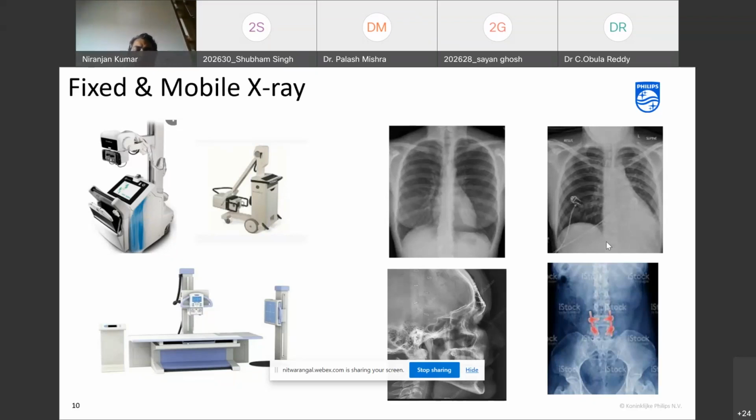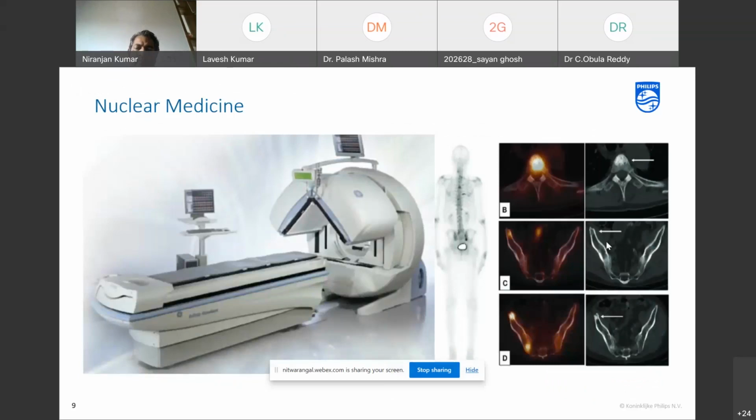Okay, Sir, I have a question. Yeah, go ahead. Sir, in the nuclear slide, you said we inject a highly radioactive material. Will this not impact the other parts?